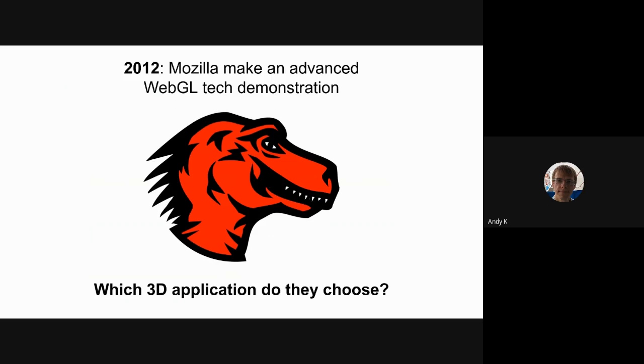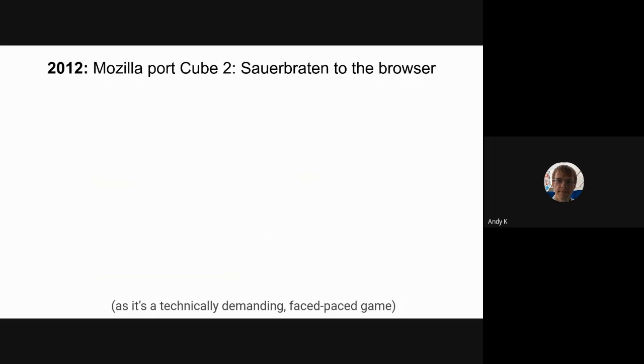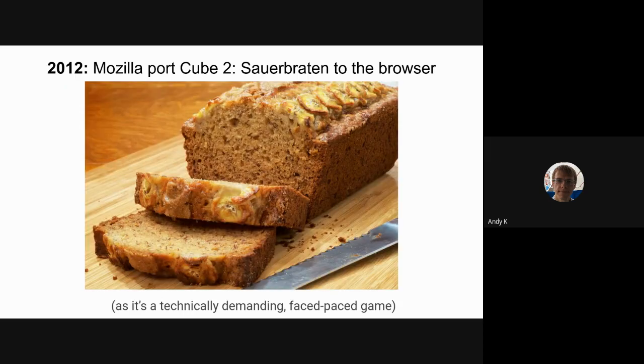So, which 3D application do they choose to port? Cube. Oh, almost. Doom. Cube 2. Hey! So, Mozilla ported Cube 2 Sauerbraten from OpenGL to OpenGL ES, so they can make it work with WebGL. And in line with the food naming, they call it Banana Bread. That's some actual banana bread.